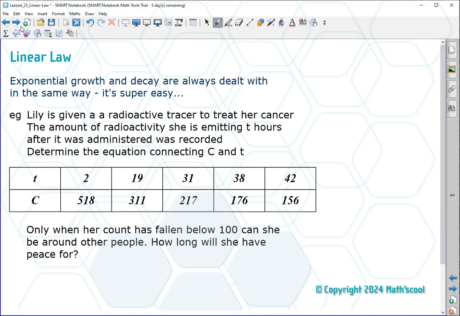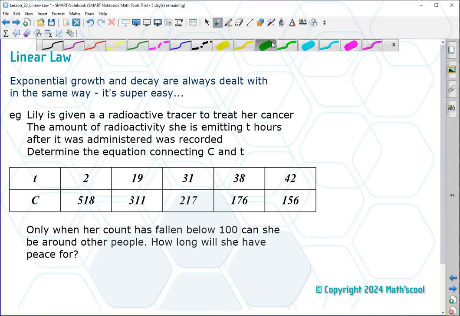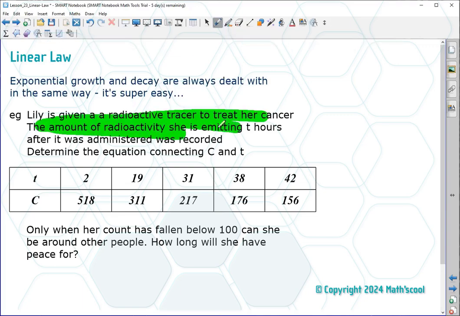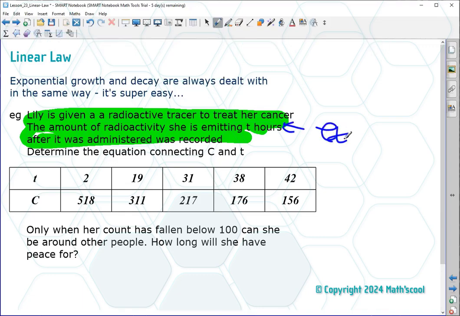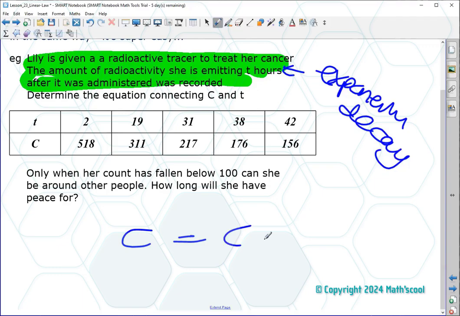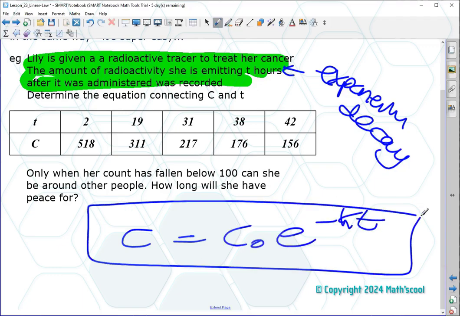In this question, they haven't told us the equation, but I do recognize this situation. This is a radioactive particle giving off its radioactivity. That's a standard exponential decay equation. That's just exponential decay. And for exponential decay, I expect C to equal C naught e to the minus kt. And because of that, I know the format of the equation. I know what form this equation is going to take.